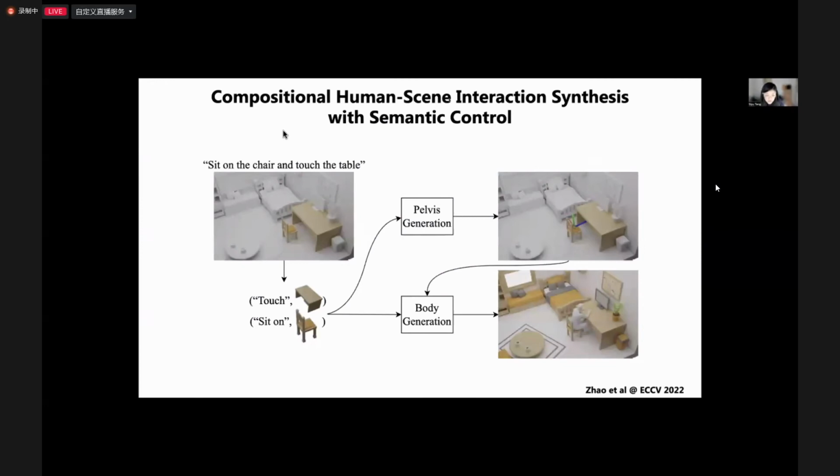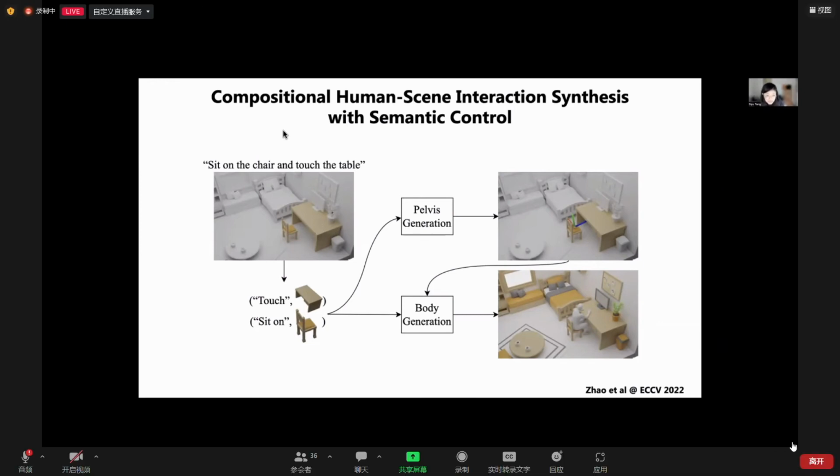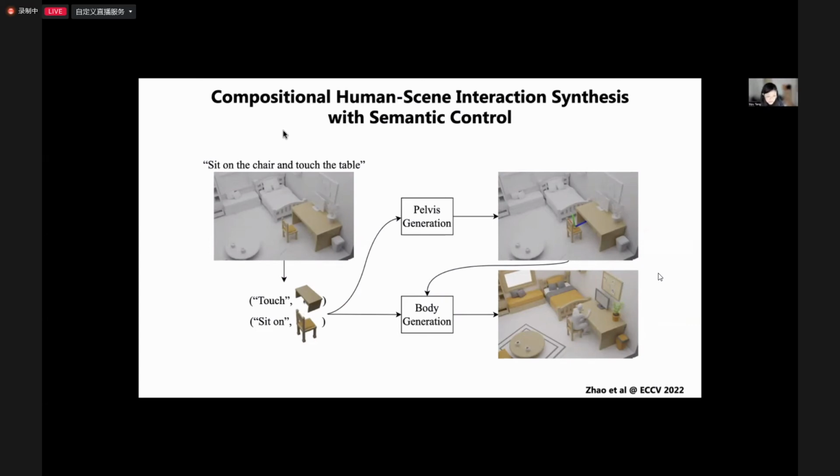So to this end, we introduce CONS, which stands for compositional human-scene interaction synthesis with semantic control. Given a 3D scene and interaction semantics, so this is a 3D scene, and the interaction semantics is sit on this chair and touch the table, right? Our method generates a human body performing the specified interaction. We represent this interaction semantics as a set of object-action instance pairs, right? Touch, table, sit on, chair.